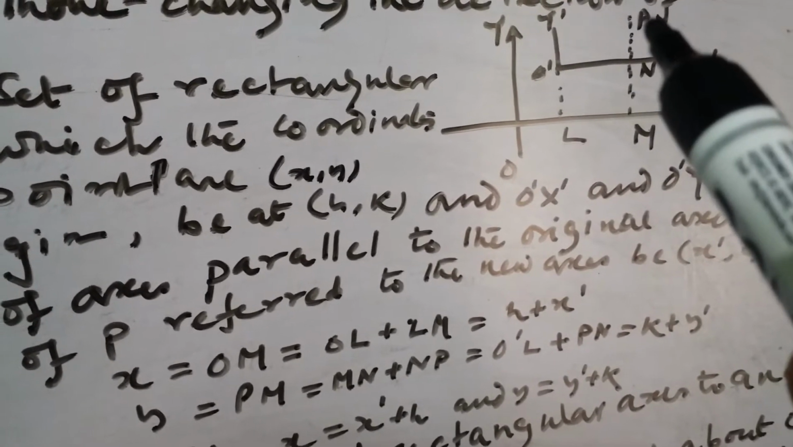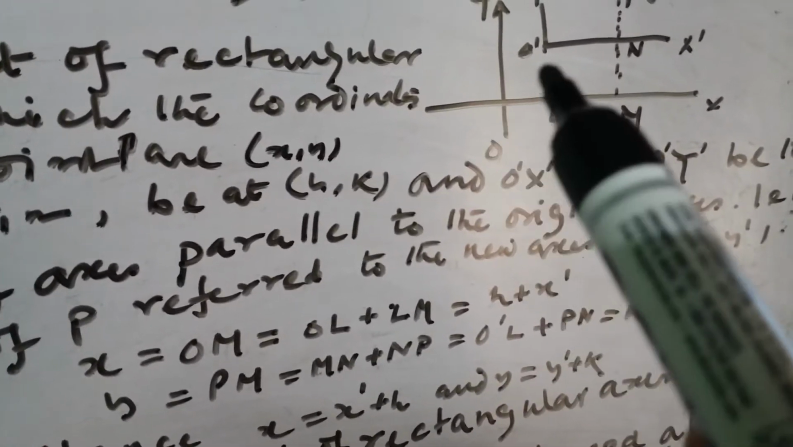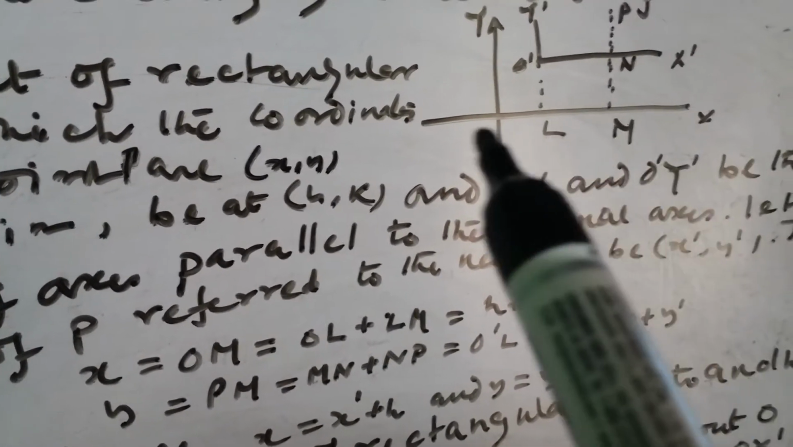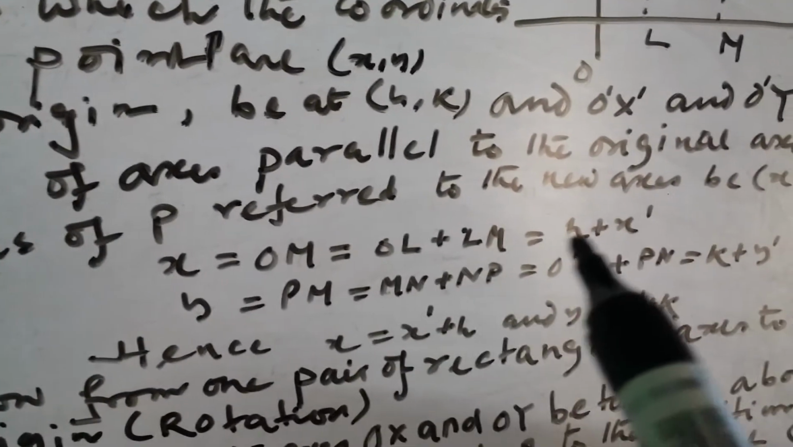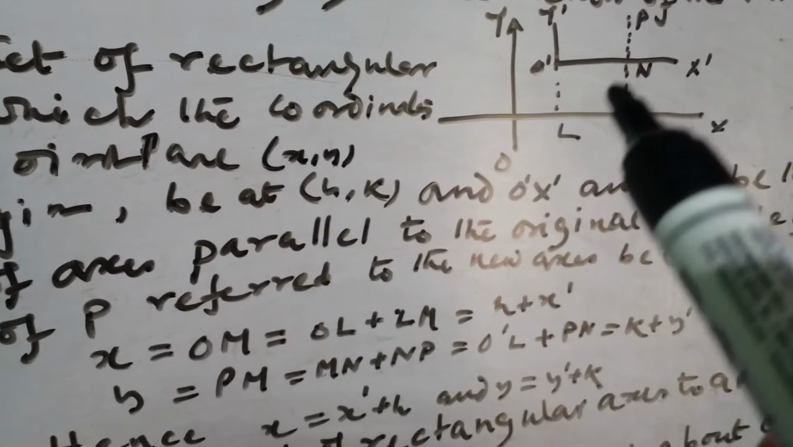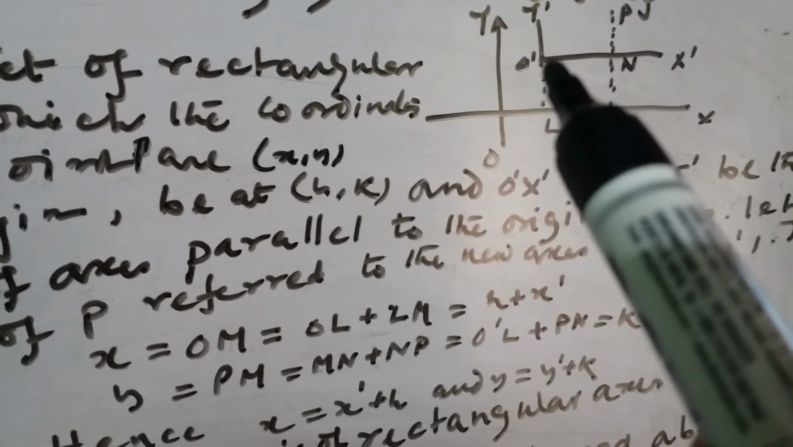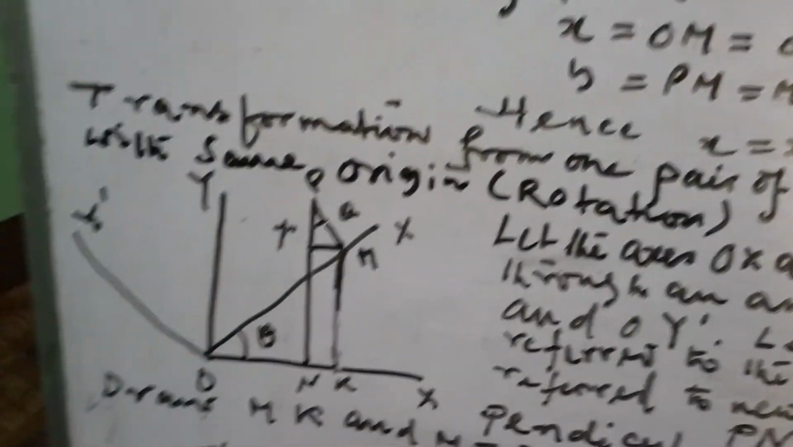Let the coordinates of P be (x dash, y dash). So OL plus LM is equal to x, so x dash plus h is equal to x. Similarly, this is y in regard to the origin O, and this is y dash in regard to the new origin, and this is k. So k plus y dash is equal to y.